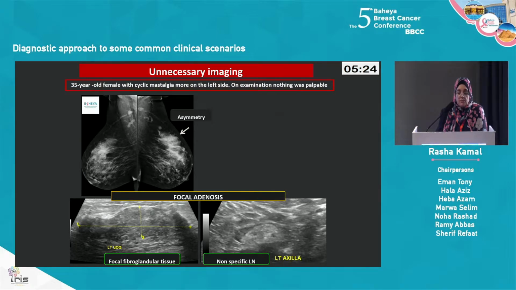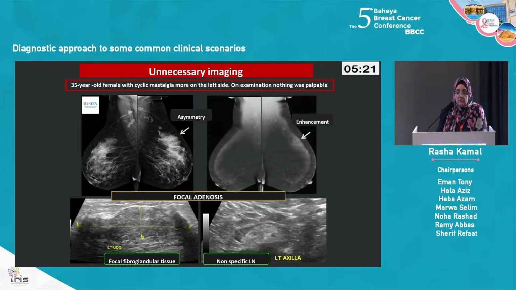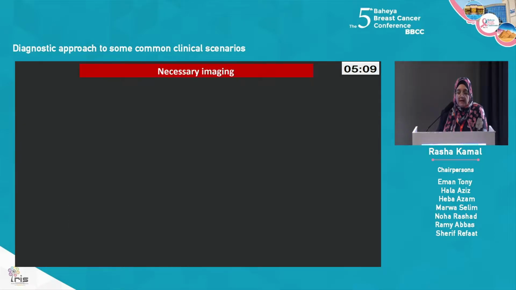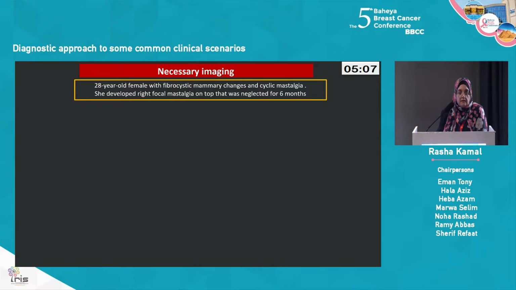Her clinician was worried, and so he insisted that he wants to do a contrast mammogram, and it's normal that areas with increased fibroglandular tissue would take a contrast uptake. And that's what happened on the contrast mammogram, and he insisted on a biopsy, and the biopsy came back again with focal adenosis.